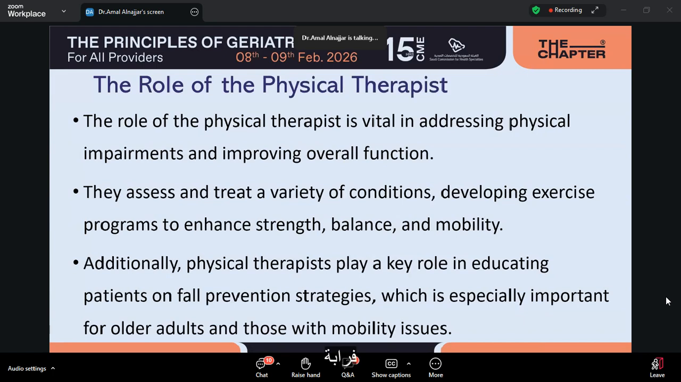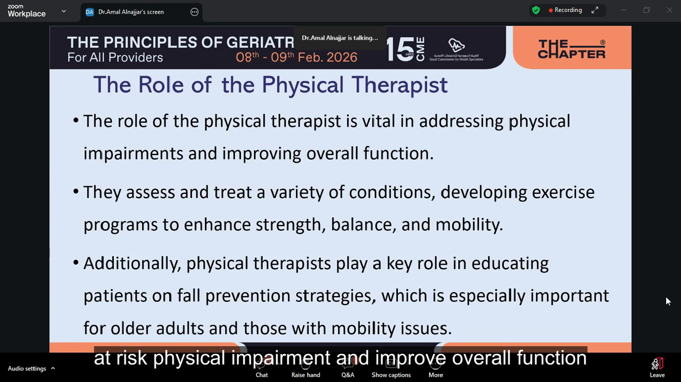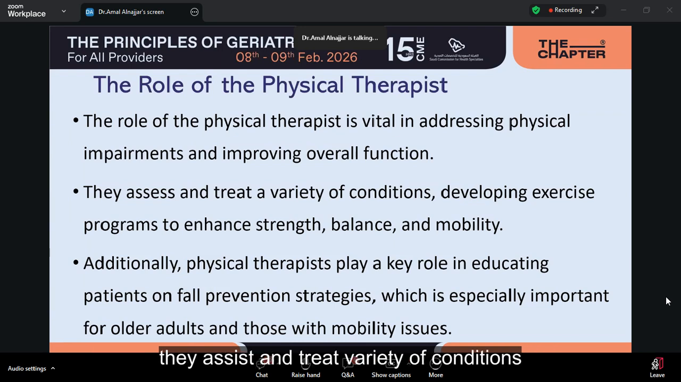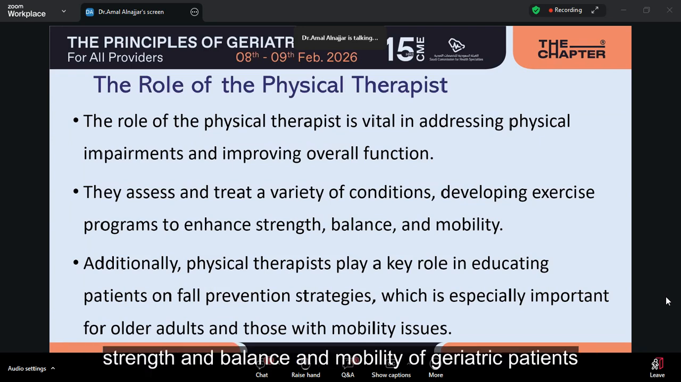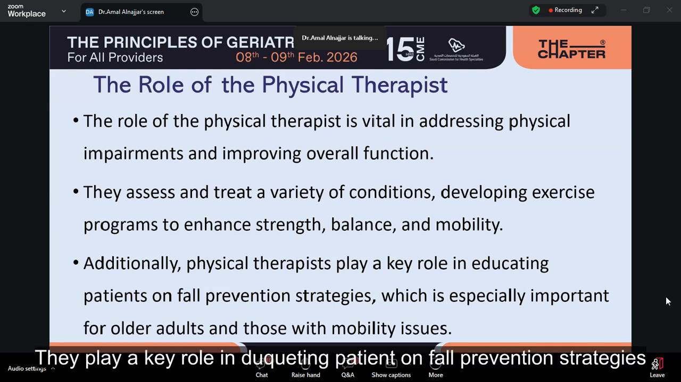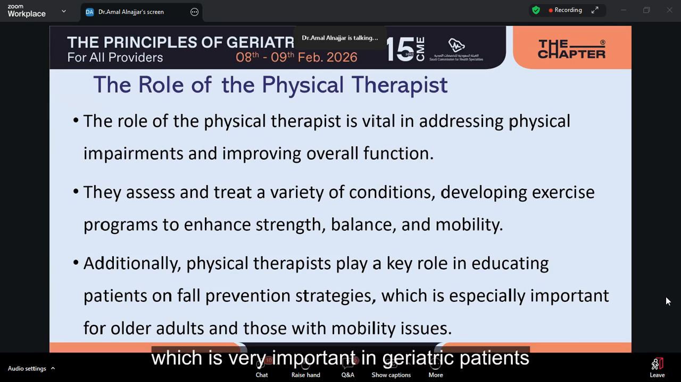Physical therapists address physical impairment and improve overall function. They assess and treat a variety of conditions. They help in developing exercise programs to enhance the strength, balance, and mobility of geriatric patients. They play a key role in educating patients on fall prevention strategies, which is very important in geriatric patients.